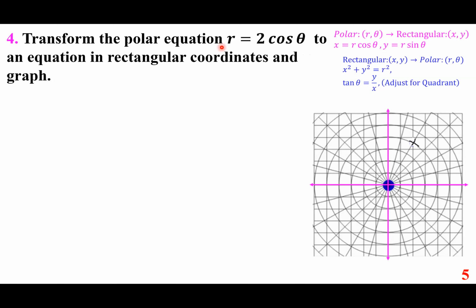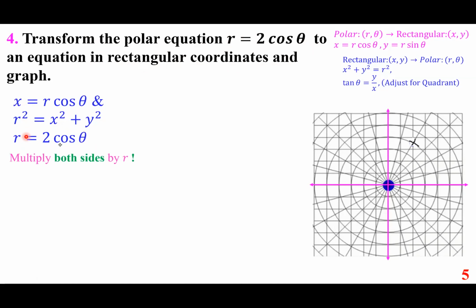We want to transform the polar equation r equals 2 cosine theta to an equation in rectangular coordinates and graph. So first, let's write a few things here. We know x is r cosine theta, and r squared is x squared plus y squared. And in this example, r is 2 cosine theta. So the trick would be to multiply both sides by r. And when we do that, we get r squared equals 2r cosine theta.